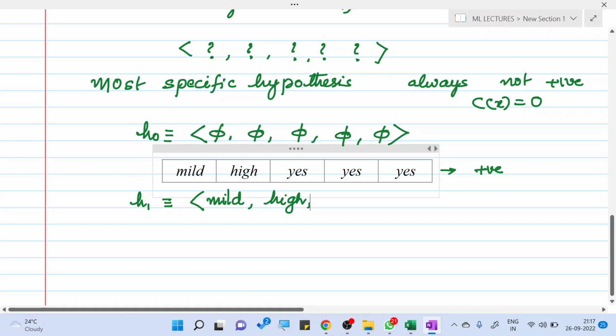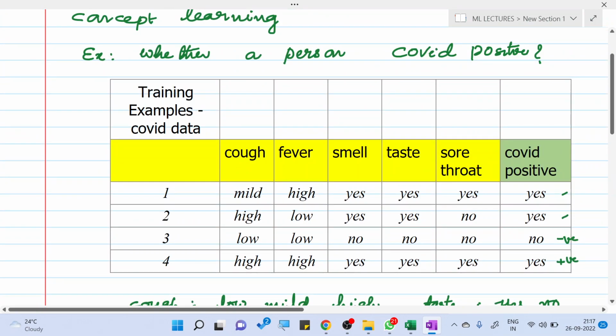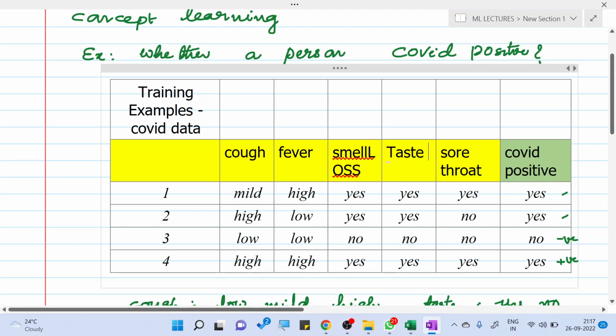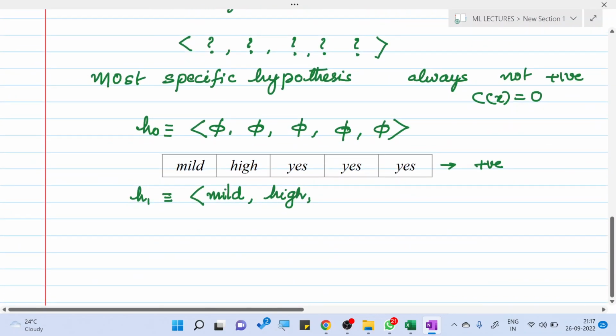Now, what I am saying is cough, the value mild is accepted. Fever, the value high is accepted. Then smell loss, yes. Taste loss, yes. And sore throat, yes. So, this is my H1.